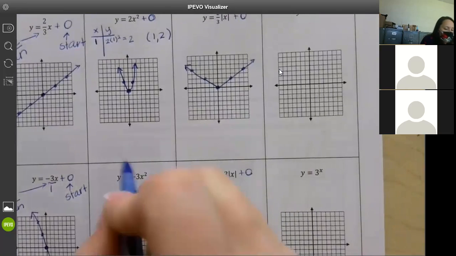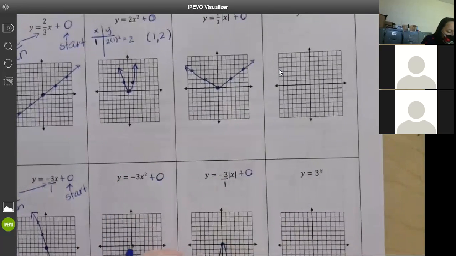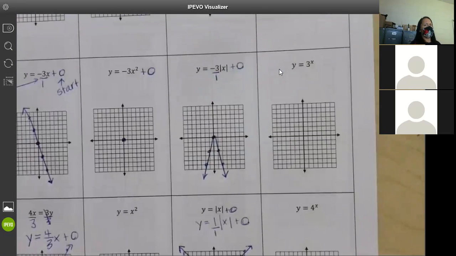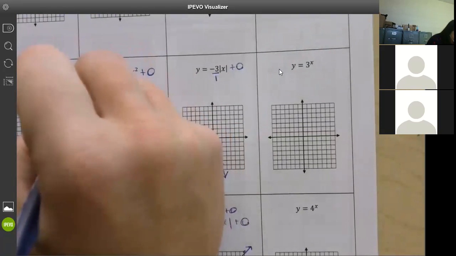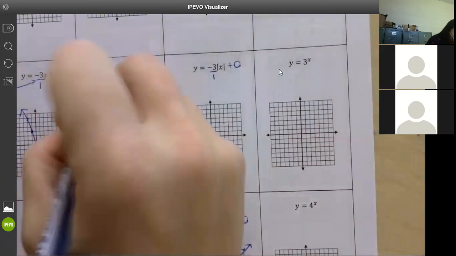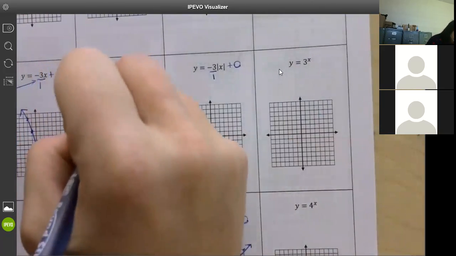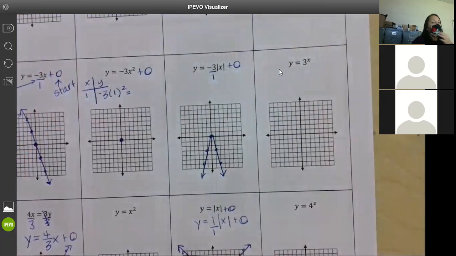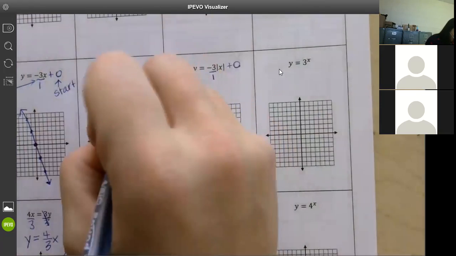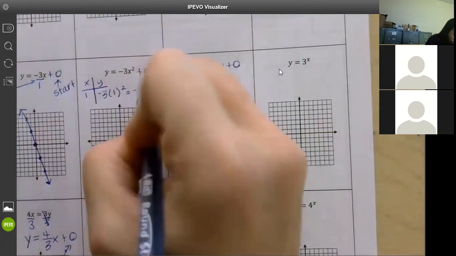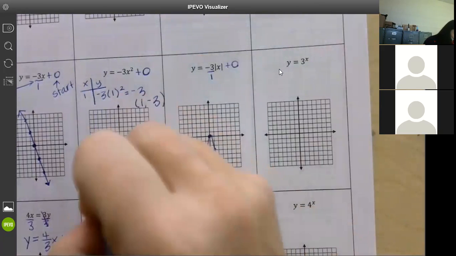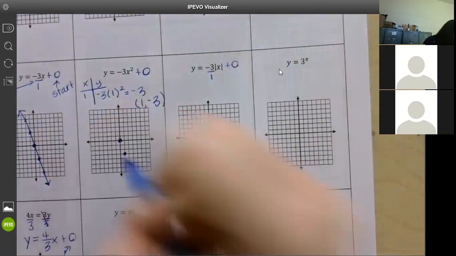All right, so what about the next one? Again, it's plus 0, so we're going to start at 0, 0. Which way is this one going to point? Down, because it's negative, right? Okay, so this one's going to point down. So I can do 1 again. That's perfectly fine. I'm going to do x and y. And my x is going to be 1. And I'm going to plug it in. Negative 3 times 1 squared. 1 squared is 1 times negative 3 is negative 3. So that means my coordinate is 1, negative 3.